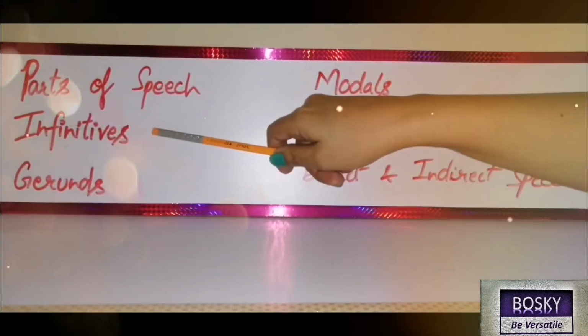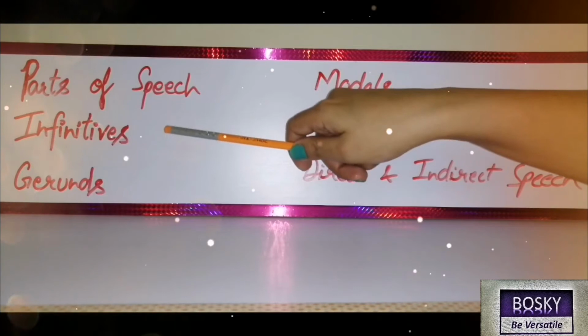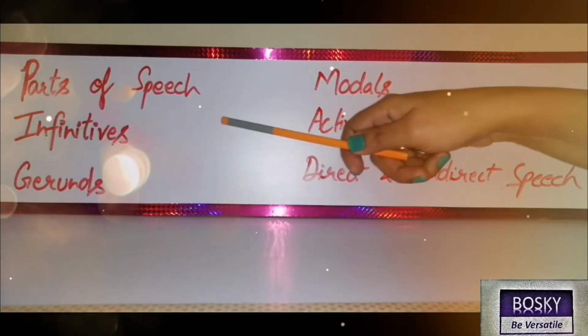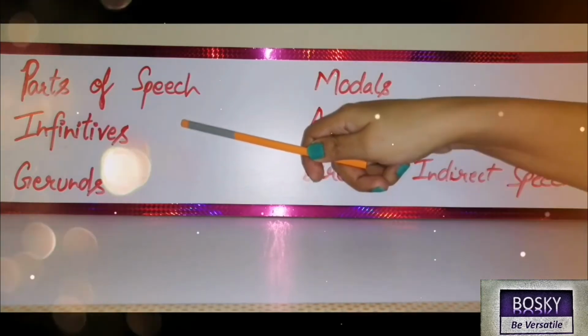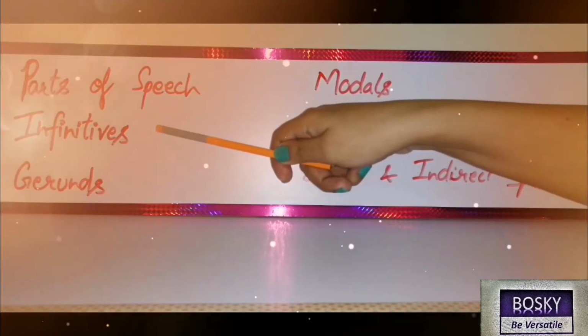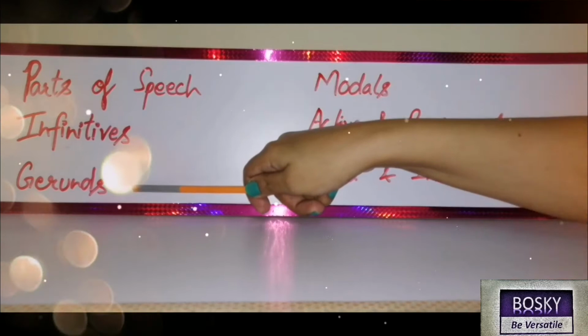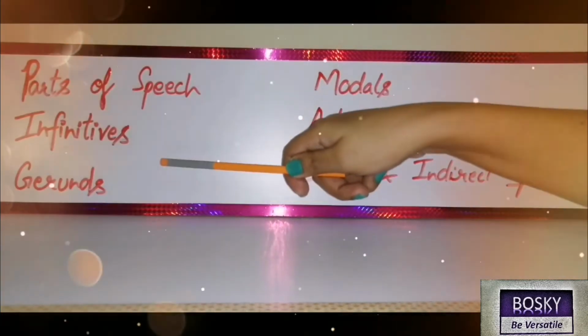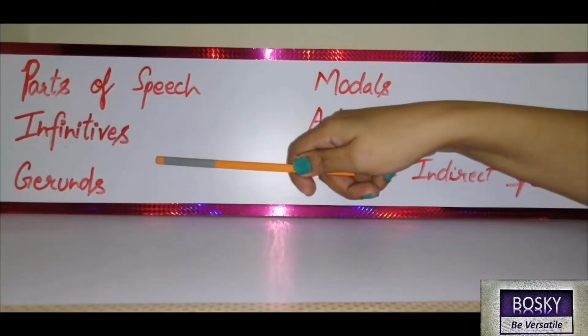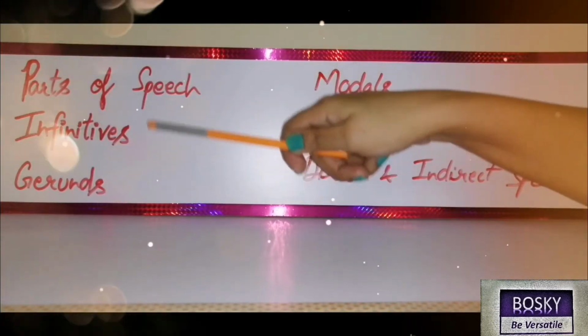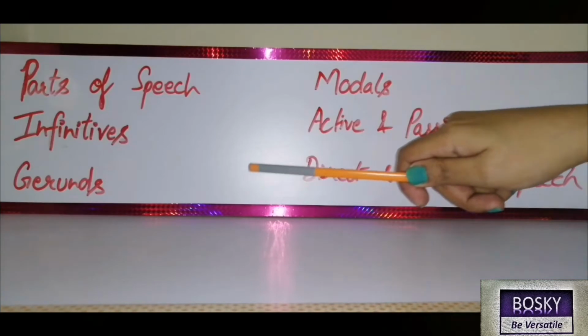Please write your answer in the comment box. Then we have infinitives. We have to use to with the first form of action words. Now, why do we use infinitives? That is the question. So we will cover that also. We have gerunds, sentences with ing. Sentences with ing are not always about continuous tenses. So I will let you know about that as well.